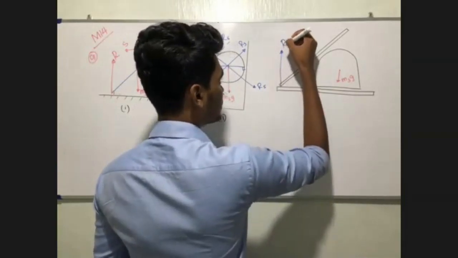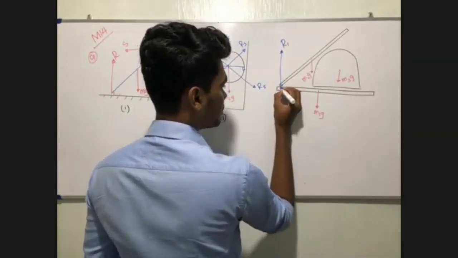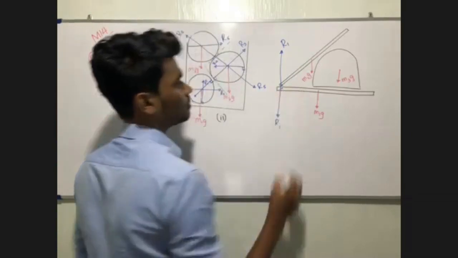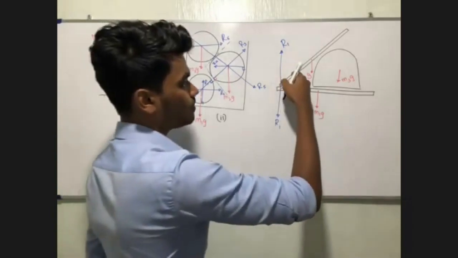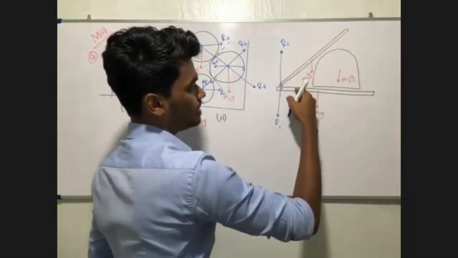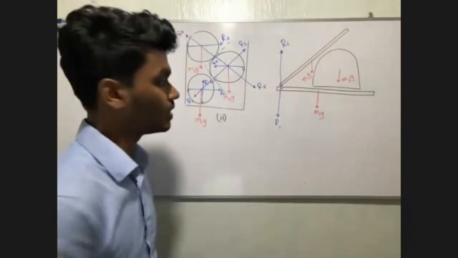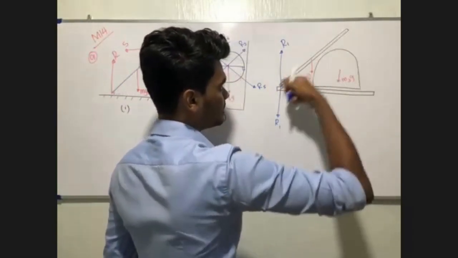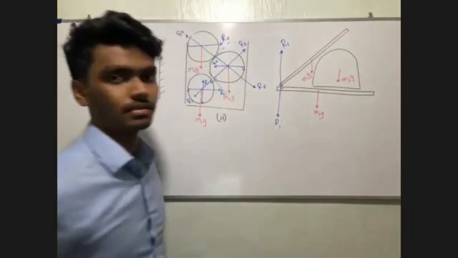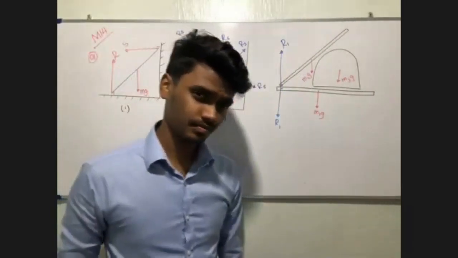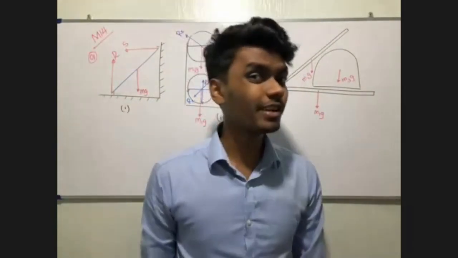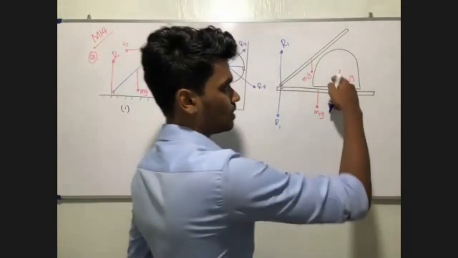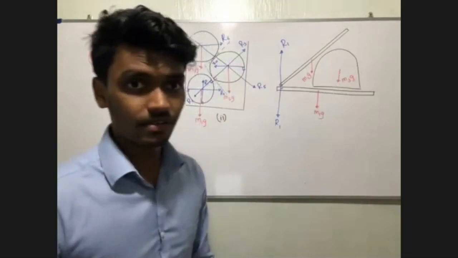R1, perpendicular. On this rod, by this rod, R1. On the horizontal rod, by this inclined rod, R1. Action-reaction. Newton's third law. Contact surface.